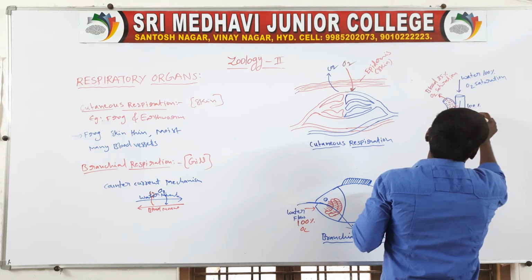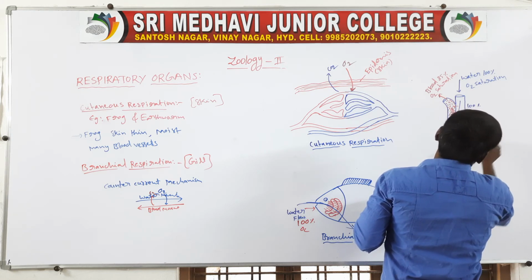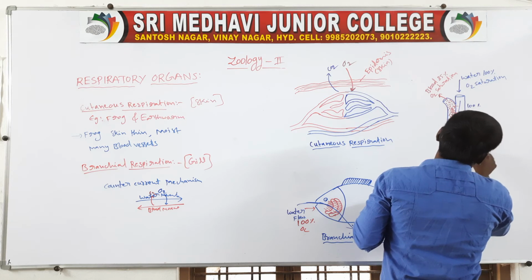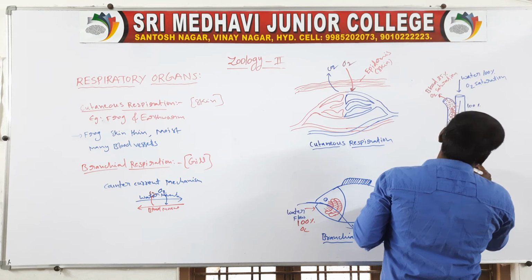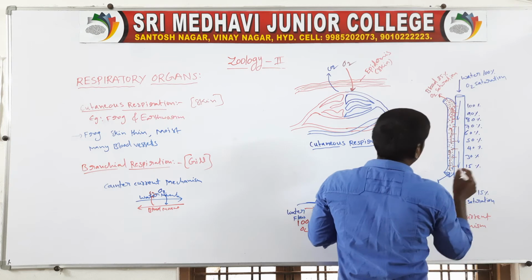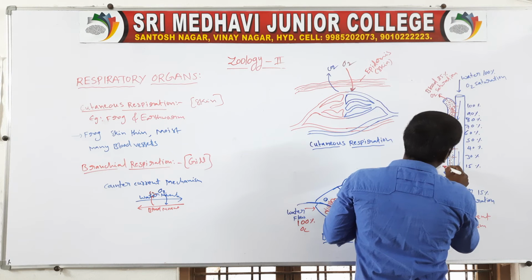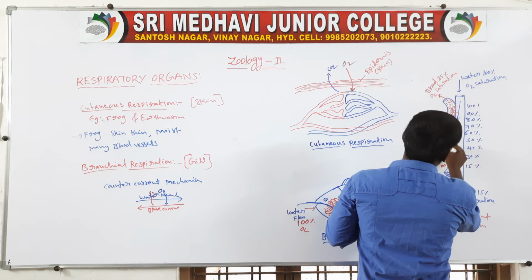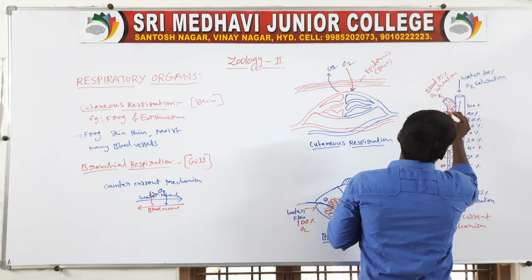The water saturation goes 100%, 90%, 80%, 70%, 60%, 50%, 40%, 30%, and 15%. Next one, the blood goes 20%, 30, 40, 50, 60, 70, 80, 85%.